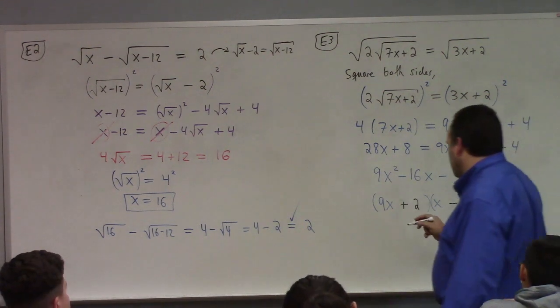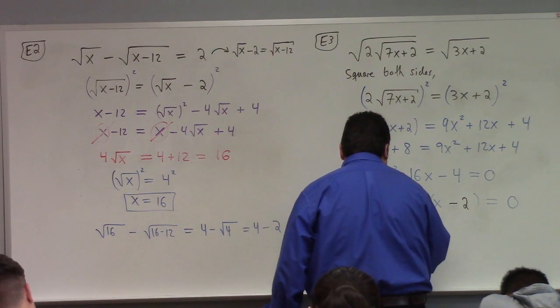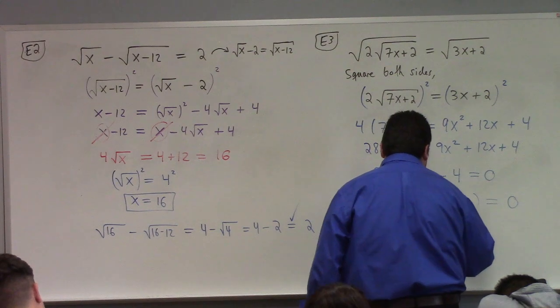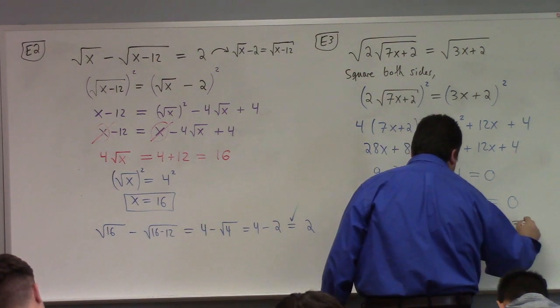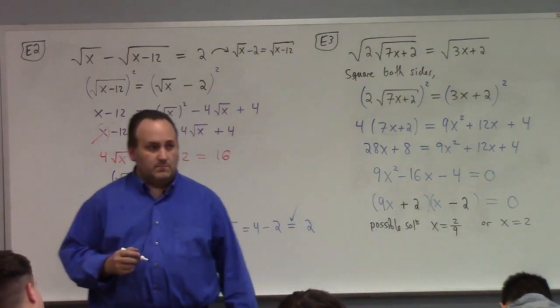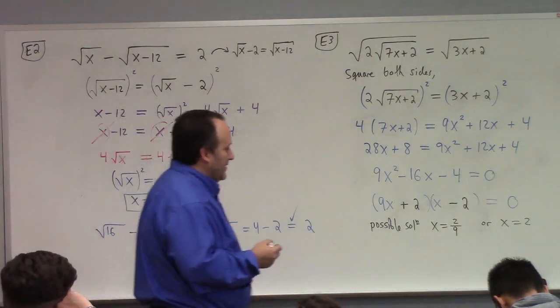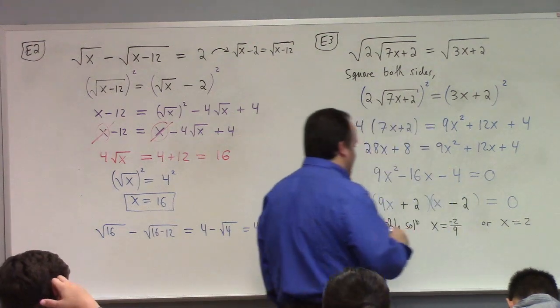Potential solutions. Yes, Michael? The solutions are x equals negative 2 over 9 and x equals 2. x equals negative 2 over 9 or x equals 2. All right. Now do those work? We'll have to check. And that was a minus. You said minus 2 over 9. I forgot to put the minus up there.